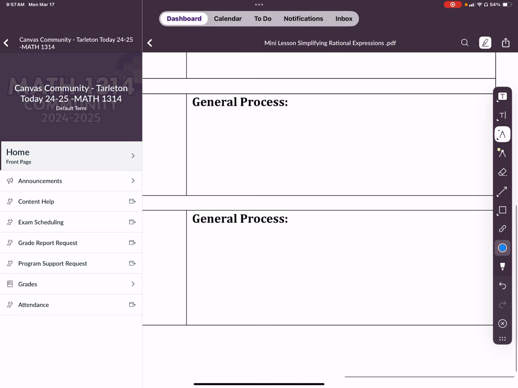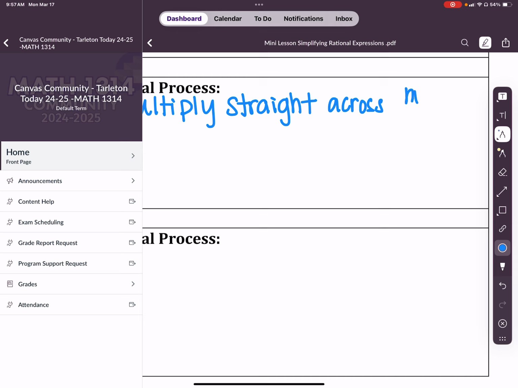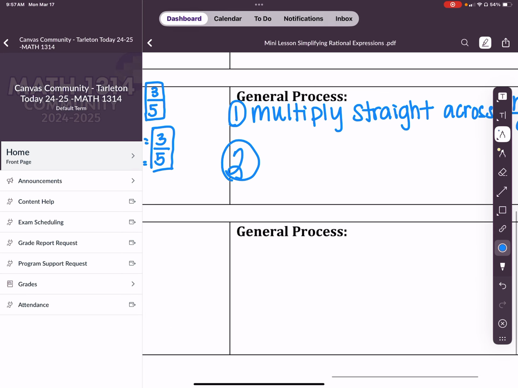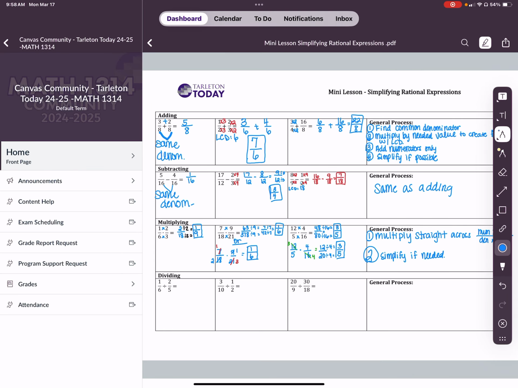All right, and then the general process, this one doesn't have as many steps. There's only 2. The first thing we're going to do is multiply straight across. I'm not putting that you can cross cancel, but just know that you can. So what that means is you're going to take numerator times numerator, and then denominator times denominator. Okay? And then the last step, which would be with all of these, is just going to be simplify if needed. All right, if you need to pause that for a minute, go right ahead.